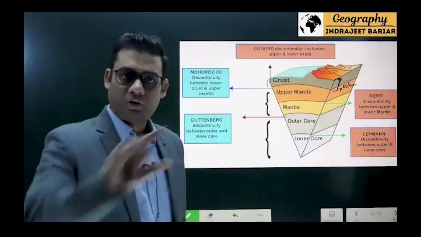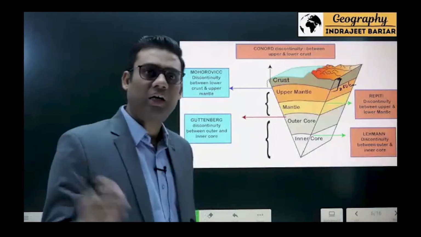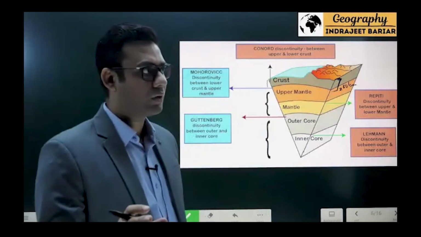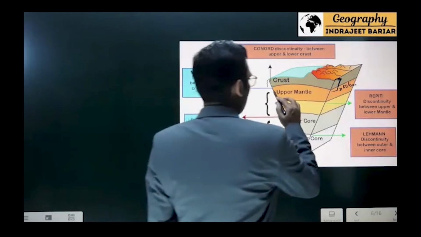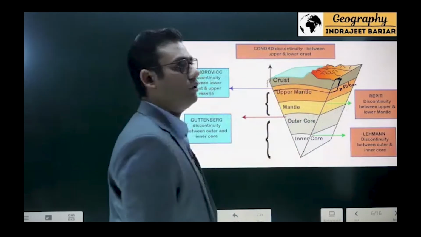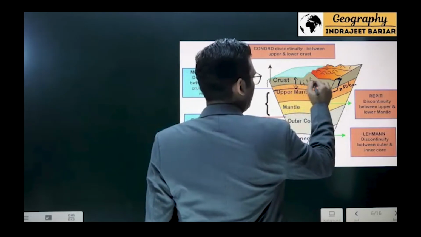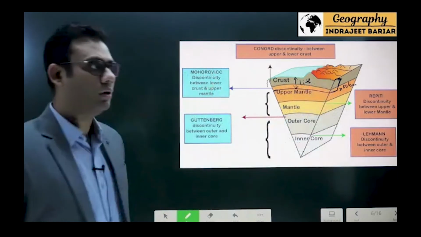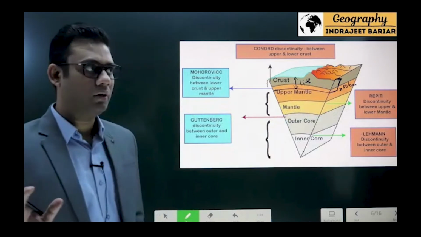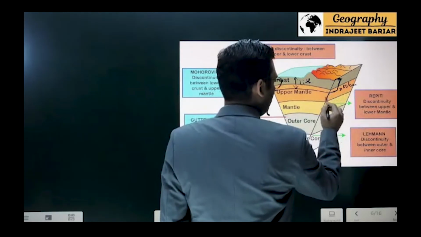This is the topmost part, which is very cold and very brittle. Brittle means it breaks very easily. So up to this part, 200 kilometers, this is the first part that I identify as lithosphere. Lithosphere: cold and brittle. After this, from 200 to roughly up to 700 kilometers.